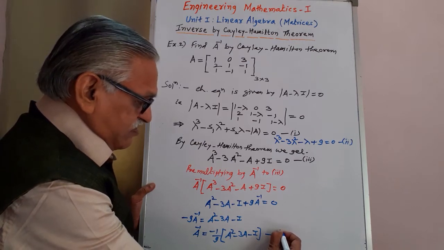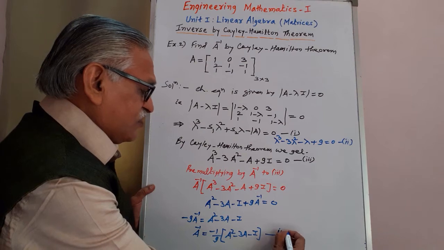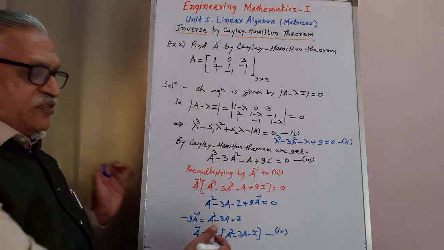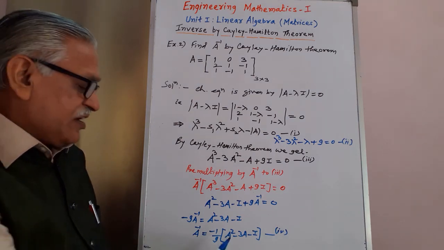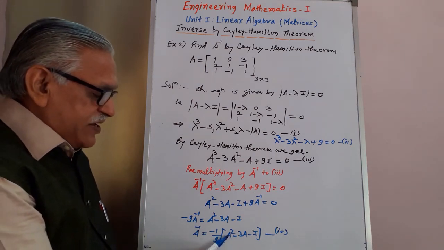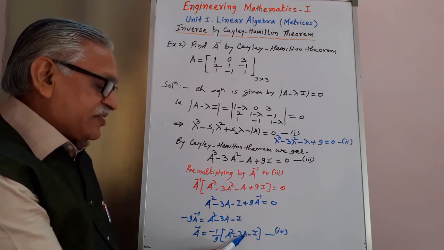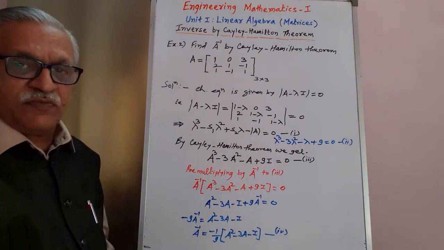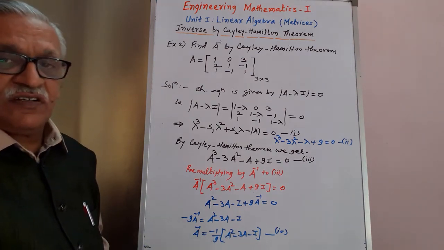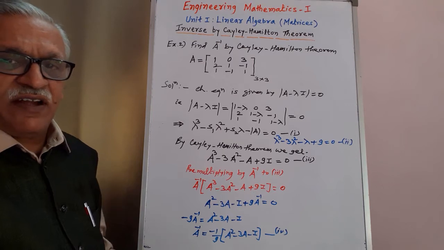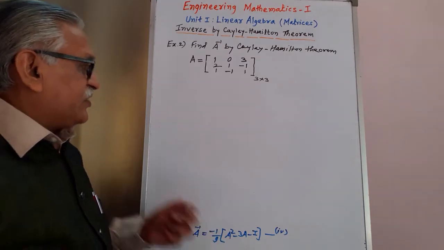We call this equation number 4. And using this equation number 4, we can determine the required A inverse. For that, we have to find the matrix of A square. This is the given matrix A and the identity matrix of the same order. If you take the sum of all and divide by minus 9, we get the required A inverse. And to obtain this A inverse, we have to find A square.